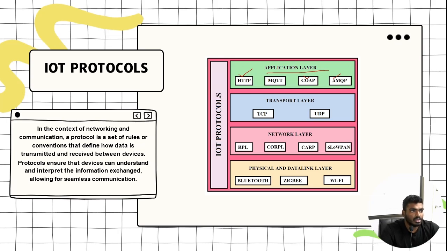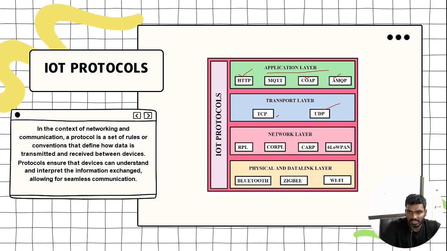Okay, and coming to the transport layer. This transport layer ensures that data is delivered reliably and in the correct order. It deals with how devices establish and maintain connections between two major protocols. The protocols in the transport layer are TCP and UDP. TCP is the transmission control protocol and UDP is the user datagram protocol.